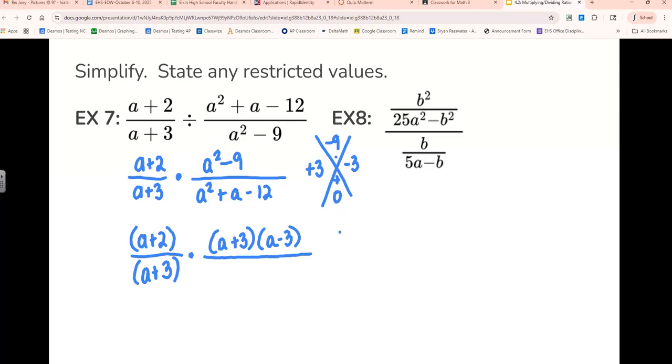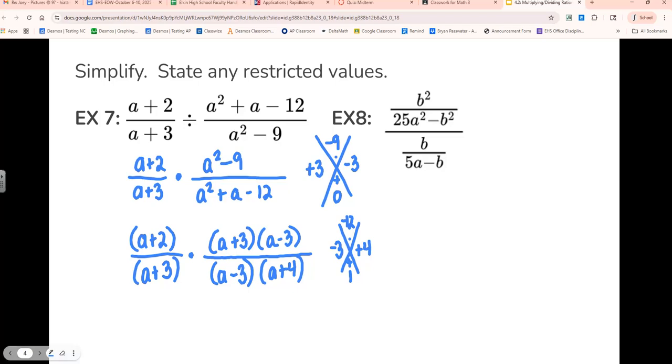On the bottom, I'm multiplying to get negative 12. I need to add to get a positive 1. What numbers would work for that? Negative 3, positive 4. Negative 3 times 4 is negative 12. Negative 3 plus 4 is positive 1. So that would be a minus 3, a plus 4.